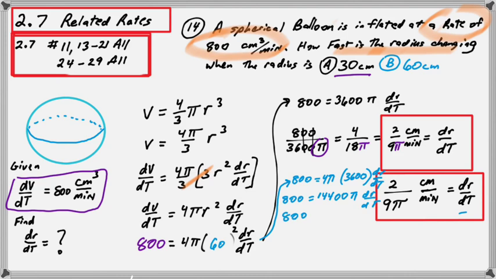So you would take 800, divide by 14400 pi, cancel those. Half the top is 4, or what goes into both of these? 4, but half the top is 4. Half the bottom would be 72 pi. Half the top would be 2. Half the bottom would be 36. So apparently on this one you're going to get 1 over 18 pi for dr dt. And again, it's in centimeters per minute.